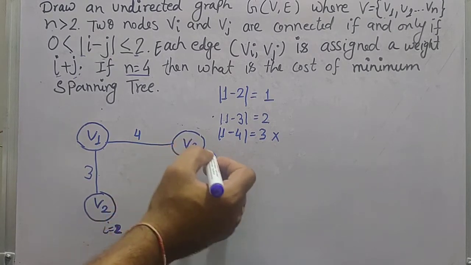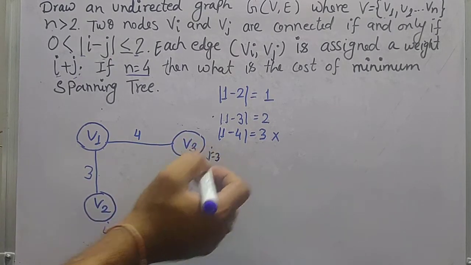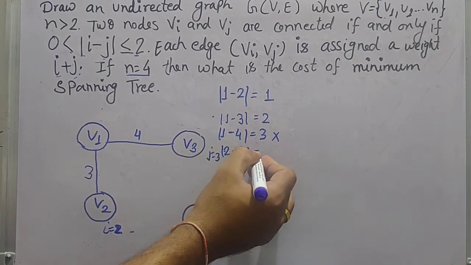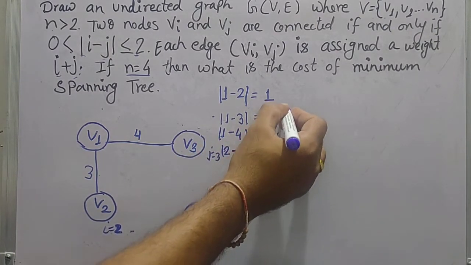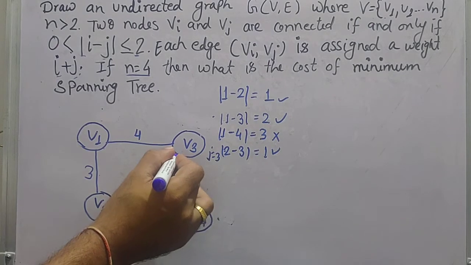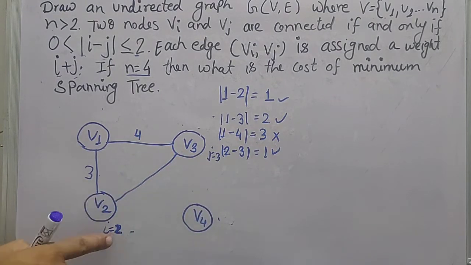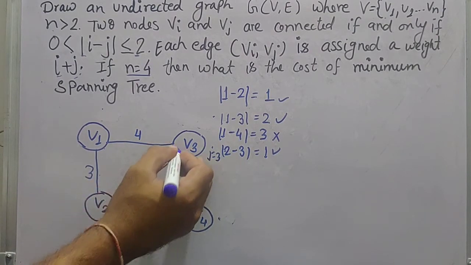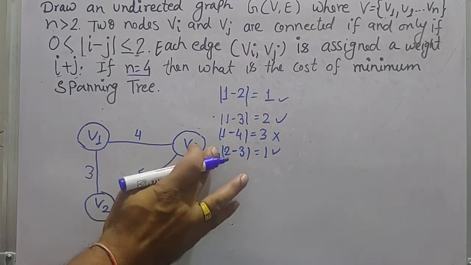V2 to V3, so j will be 3. Now difference, 2 minus 3, that will be 1. Okay, so it means these are the existing edges. So this edge will exist and the cost, or weight, will be 2 plus 3, so it is 5.